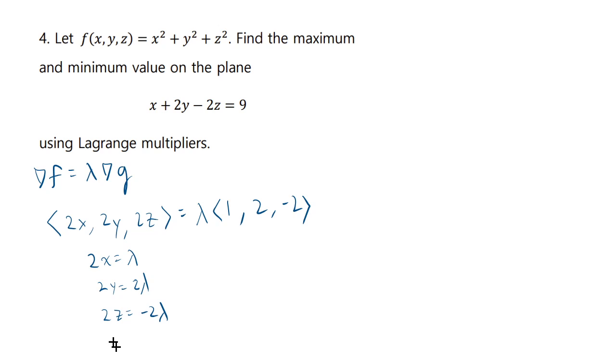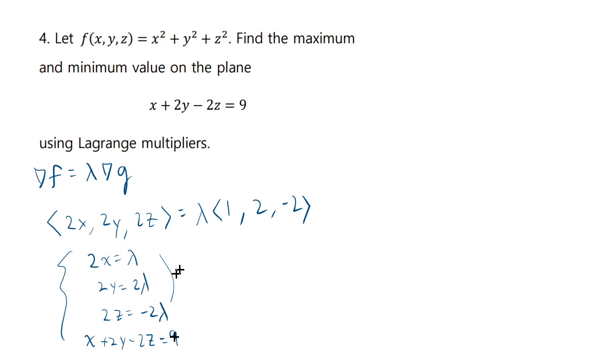And then in addition to this, since you have x, y, z, and lambda, 4 unknowns and only 3 equations, you have to include the constraint as your fourth equation. Only then you're able to solve this system because you have 4 unknowns and 4 equations. How do you solve this?